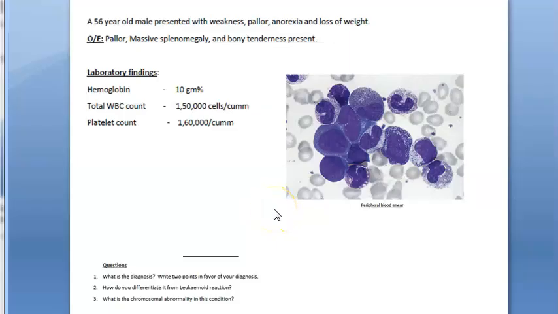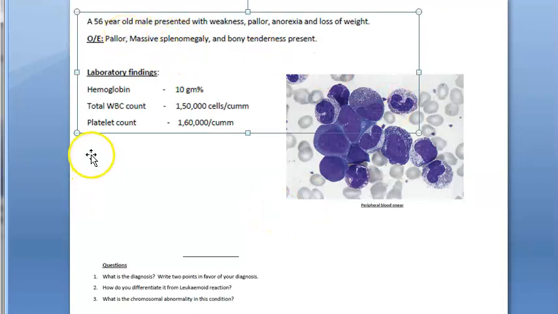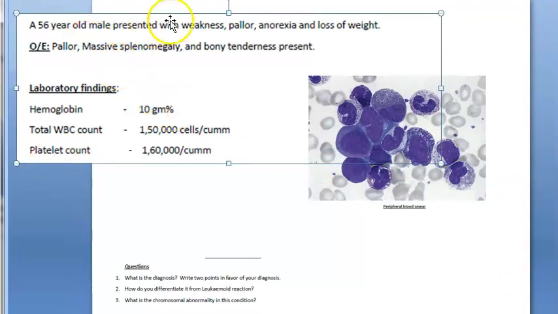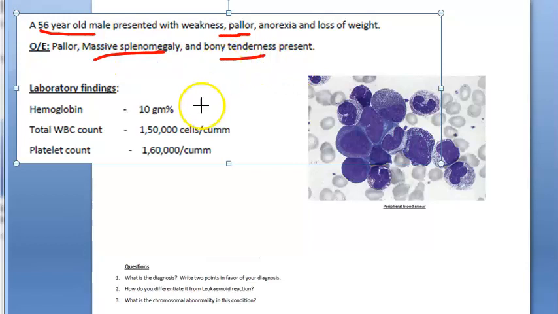Hello, welcome people. In this video, let us look at this case study. A 56-year-old male presented with weakness, pallor, anorexia, loss of weight, massive splenomegaly, and bone tenderness. Hemoglobin is 10, kind of anemic. WBCs are more than 1 lakh. Leukemia could be. Platelet count is kind of okay.